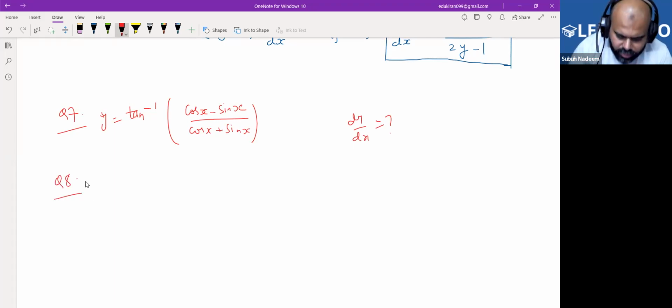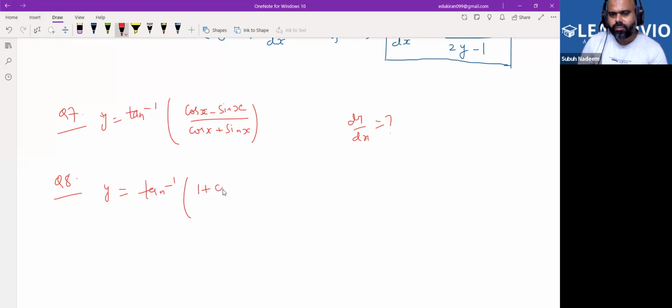Next question is, y is equal to tan inverse of (1 plus cos x) by sin x, and dy by dx you have to find.